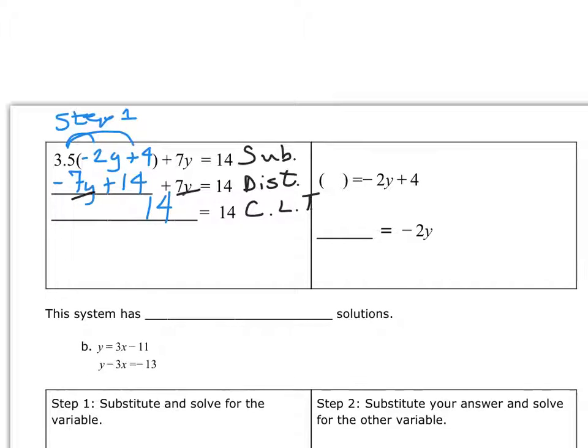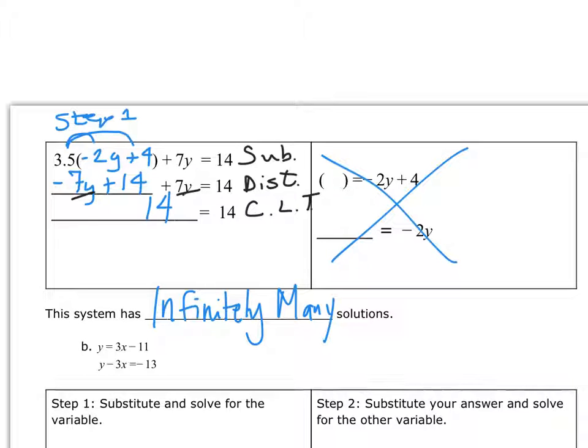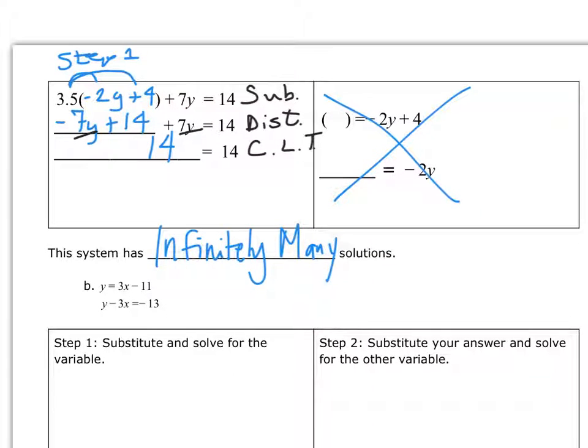Wait a minute. I don't have a variable to plug into my step 2. But is that a true statement? Yes. 14 is equal to 14? Yes. So these 2 lines are the same line. So if 2 lines are the same line, we have infinitely many solutions. Infinitely many solutions. So we don't need to do step 2 because we already know both lines are the same line. Besides, we don't have an x value to plug in.